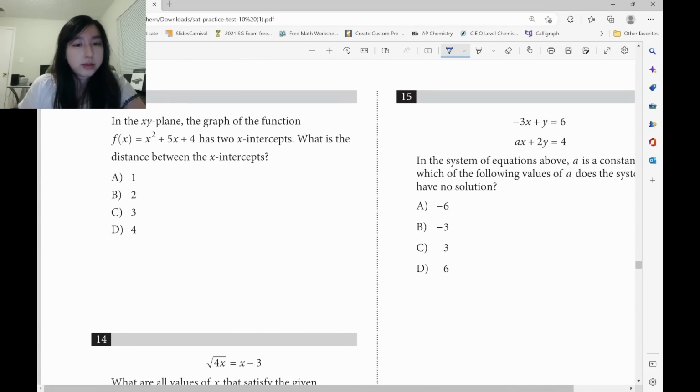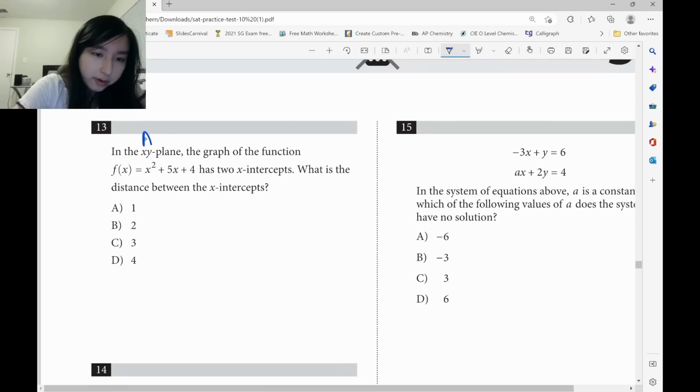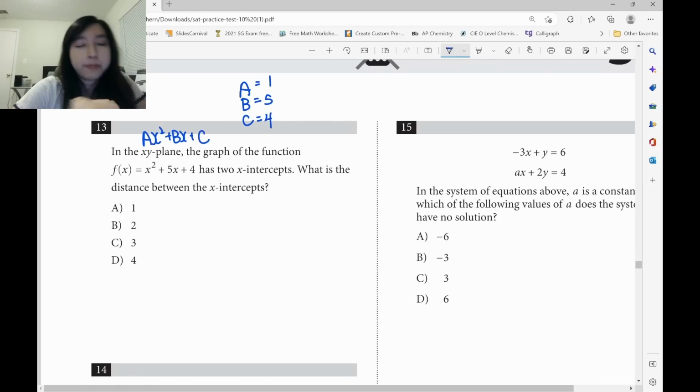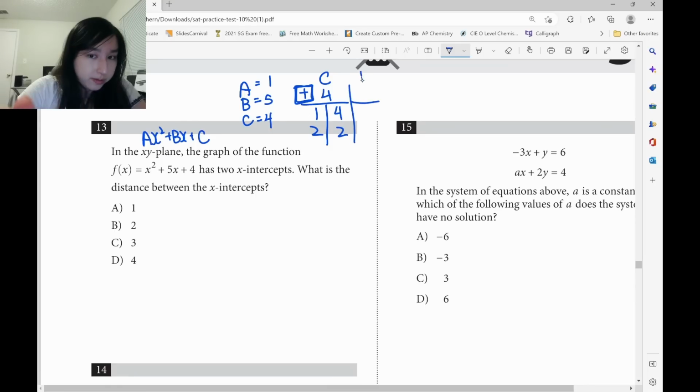Let's look at number 13 over here. This has two x-intercepts. What is the distance between the x-intercepts? Again, we have to factorize here: x squared plus 5x plus 4. Remember, compare it to ax squared plus bx plus c. A, b, c is going to be 1, 5, 4. We always find the factors of c. In this case, it's 4. 4 is either 1 times 4 or 2 times 2. Since c is positive 4, we are adding, and they must add to b, which is 5. That means it's only 1 plus 4, because 2 plus 2 doesn't equal 5.